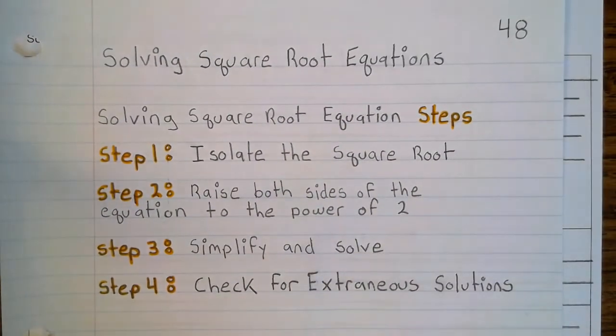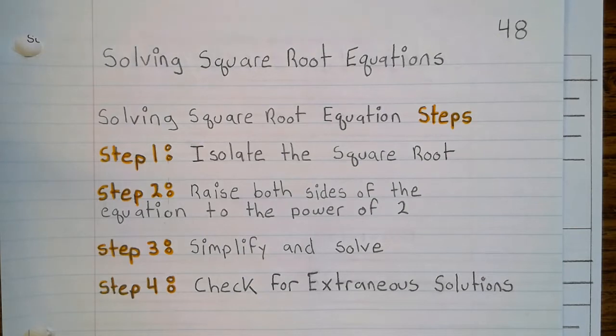All right, solving square root equations. Solving square root equation steps. Step 1, isolate the square root. Step 2, raise both sides of the equation to the power of 2. Step 3, simplify and solve. Step 4, check for extraneous solutions.